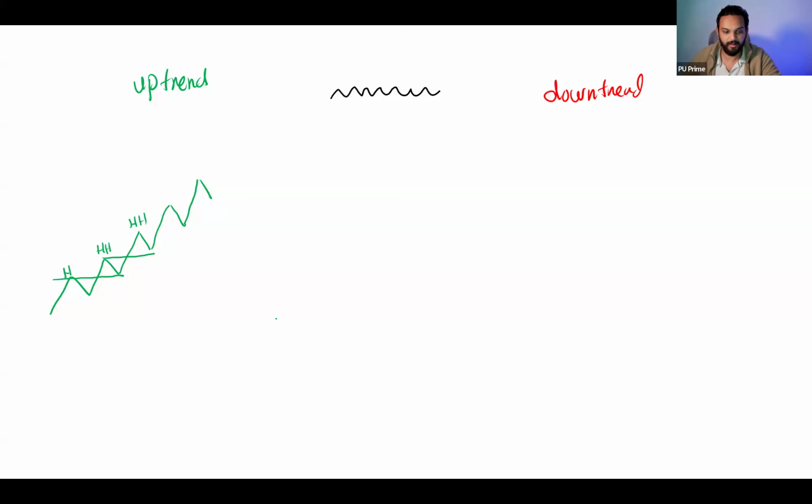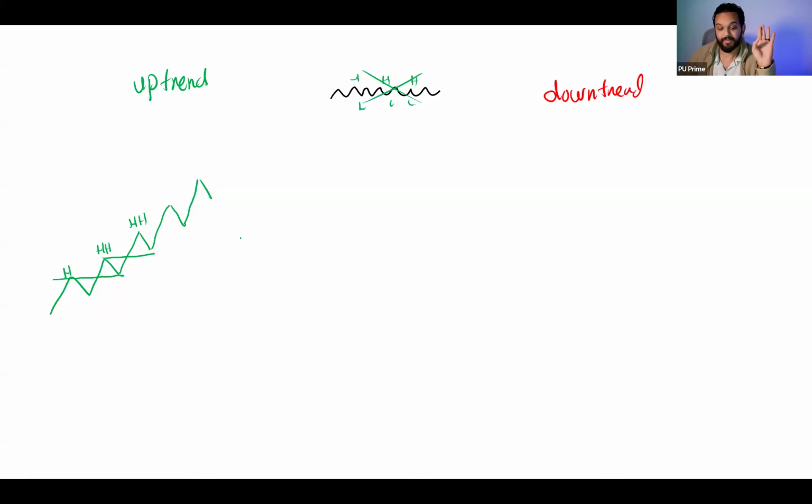So this is what's happening with the highs and higher lows in the upside: high, low, high, low, high, low. So this is what we want to see on the chart.